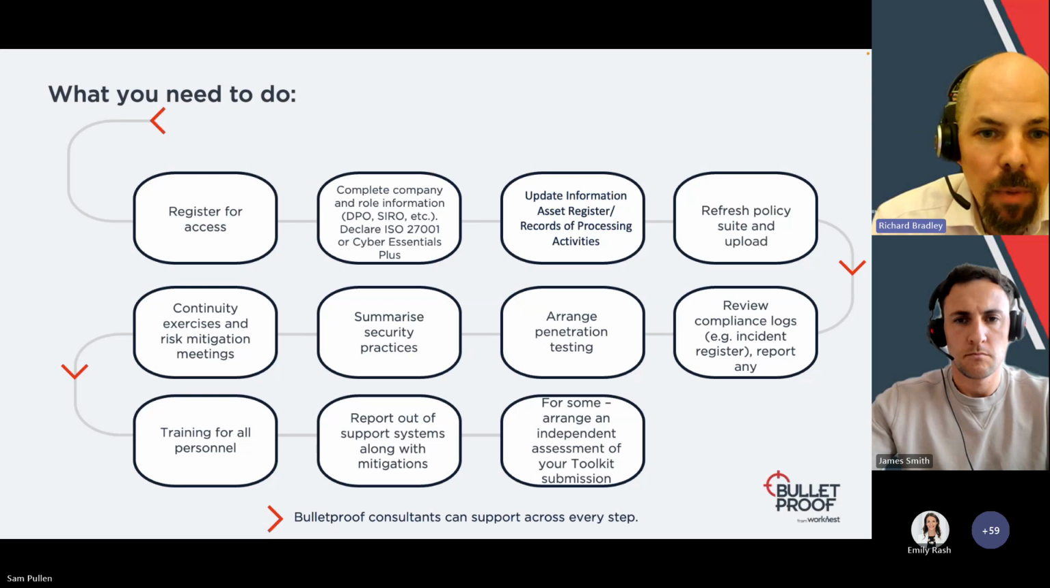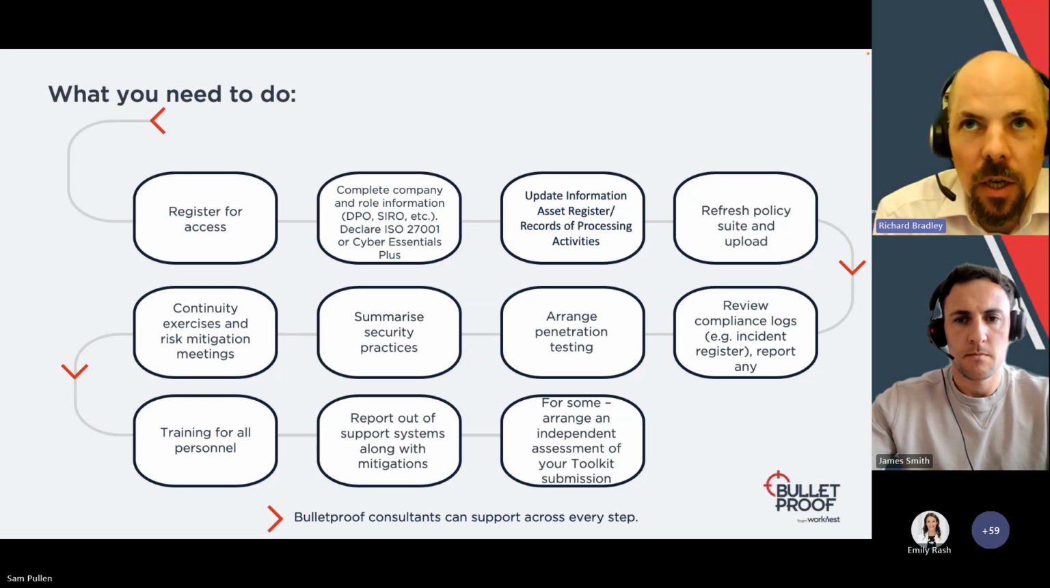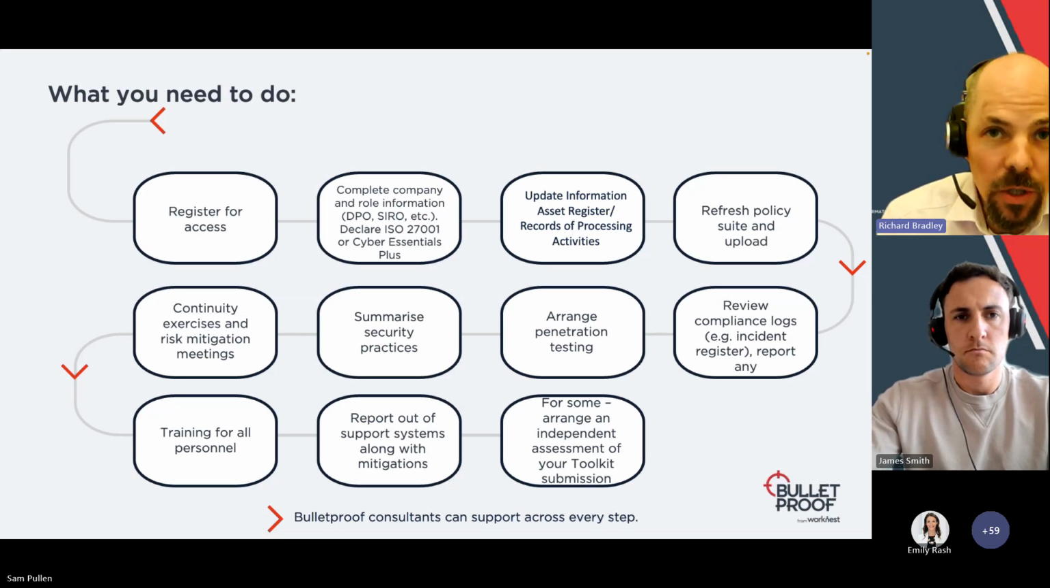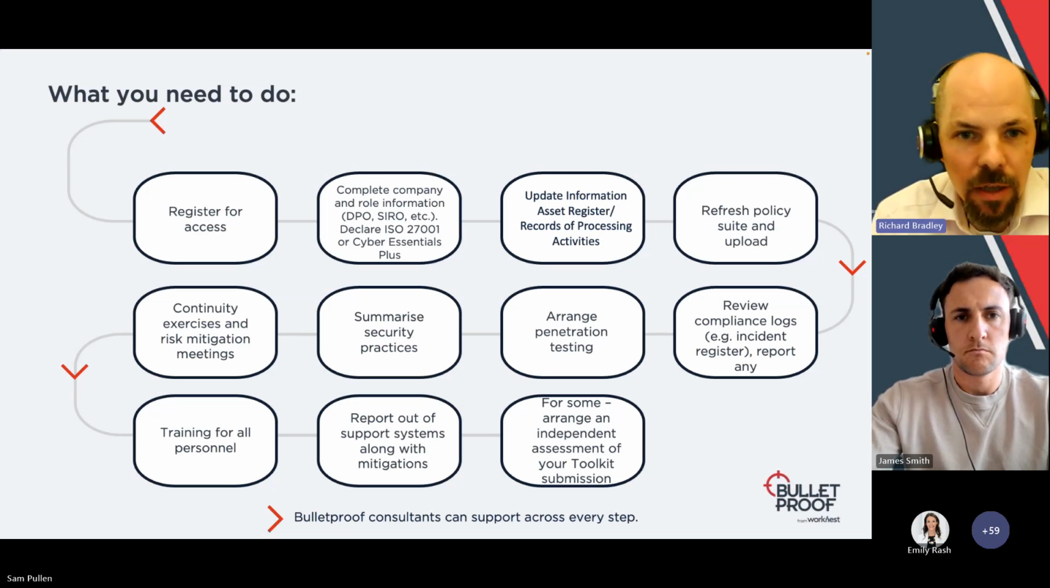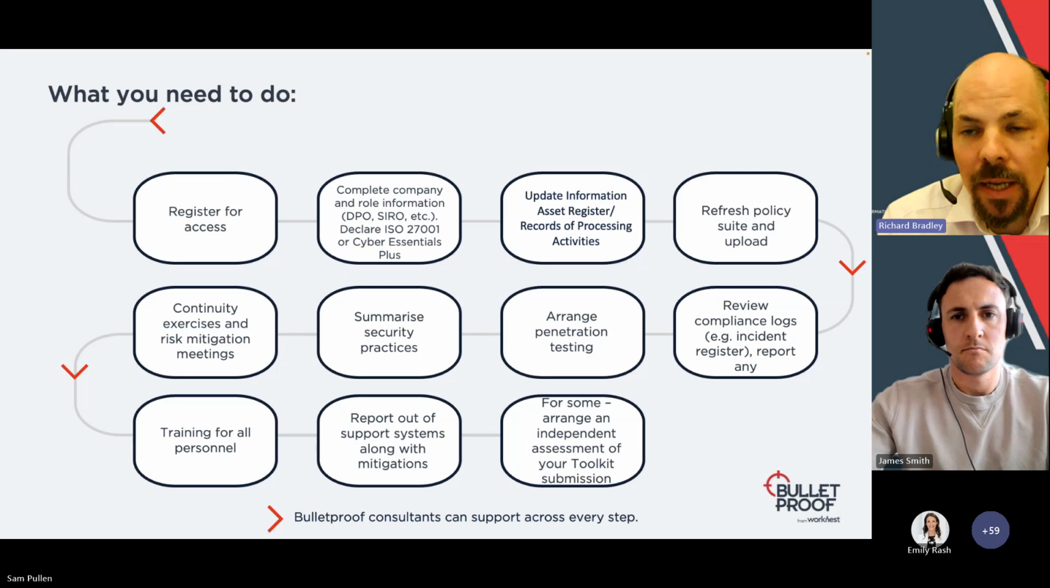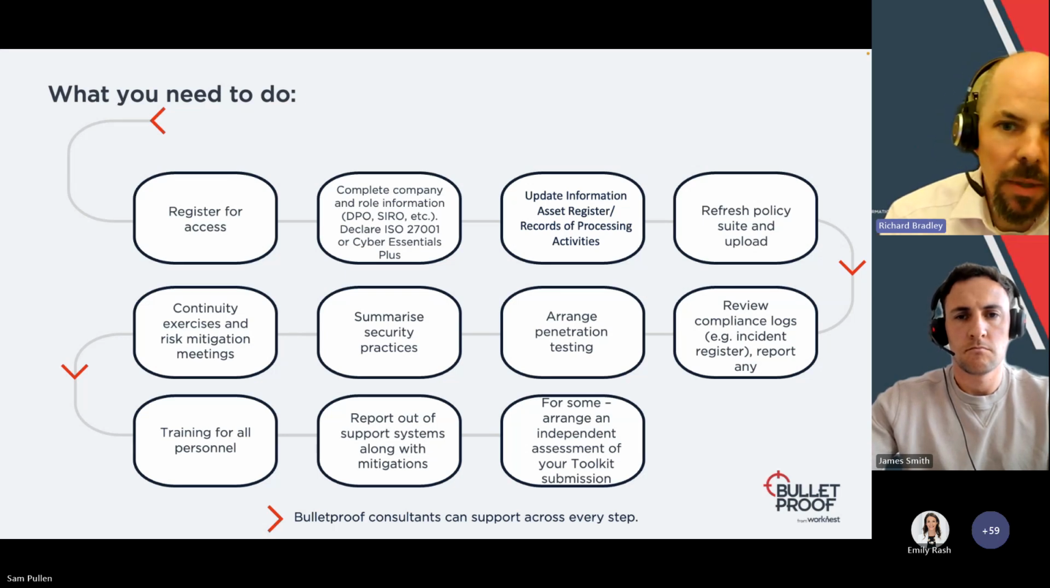Next, we have refreshing the policy suite and uploading these to the toolkit. These either need to be literally uploaded in the questionnaire, or a link to where they can be found, or a description of where they can be found on the network needs to be provided, because yes, they can ask to see them at any time. So in that review, we're looking at, say, privacy notices, internal document handling policies, continuity plans, things like that.